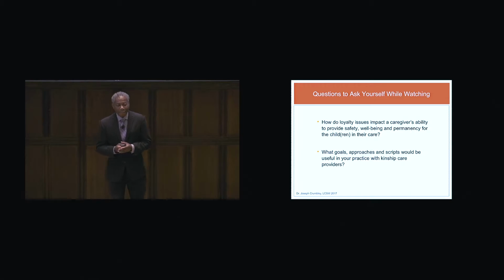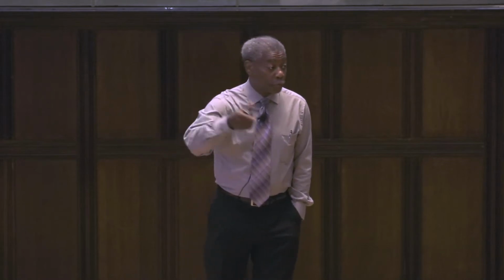Okay. Loyalty. One of the questions we all have to ask that makes us apprehensive and sometimes afraid to place children in kinship care is, is the relative caregiver able to place their loyalty for the child before that of who? The birth parent. Okay? And I'll repeat that again. Loyalty becomes a risk factor when a relative caregiver is not able to place the needs of the child over that of the birth parent.